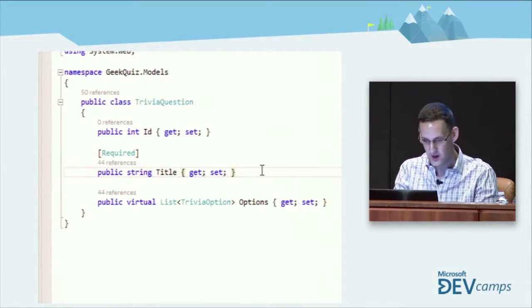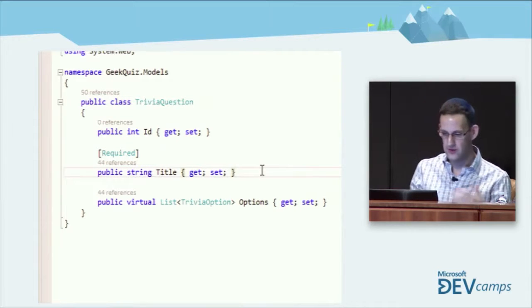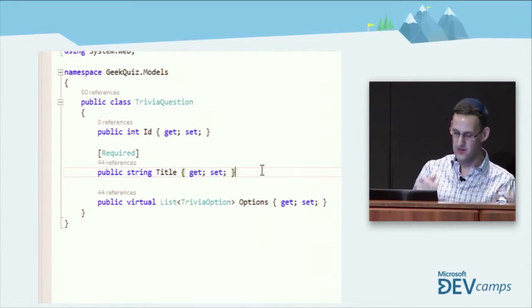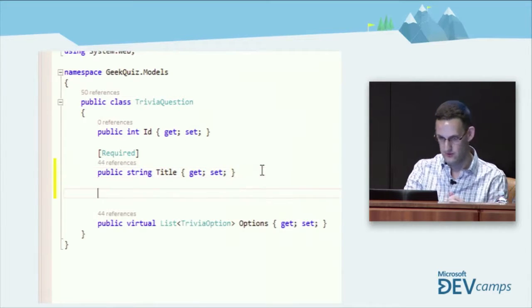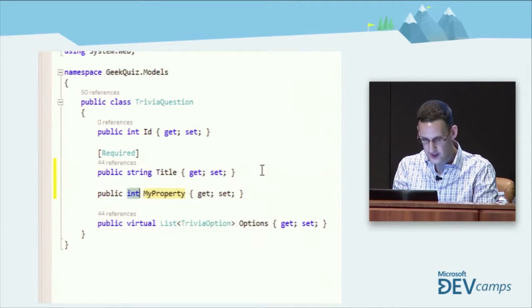Okay, so our trivia question model is very simple. It has an ID and it has a title, and then it links to a list of options. So for fellows like myself, I need a hint. So I'm going to add a hint. Not a hunt, a hint.